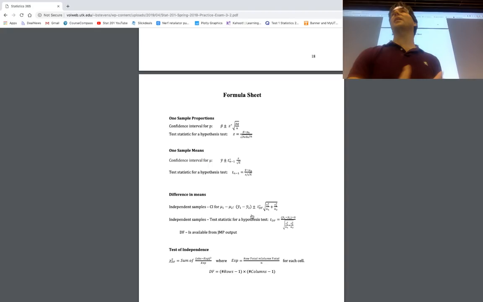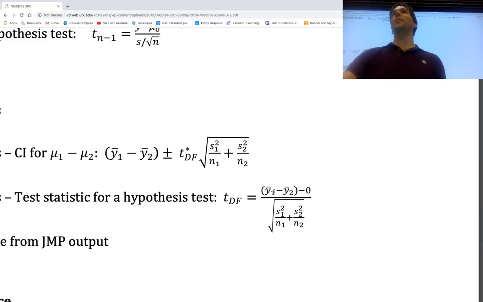Such as, a question could ask you, I think one of the ones on the practice test says, let's look at the heights of men from USA and from Britain. So Y bar 1 might be the mean height of men from USA, and Y bar 2 would be the sample mean of heights of men from Britain. What would S1 be? The standard deviation for the first group. S2, standard deviation for the second group. N1, sample size for first group. N2, sample size for second group.